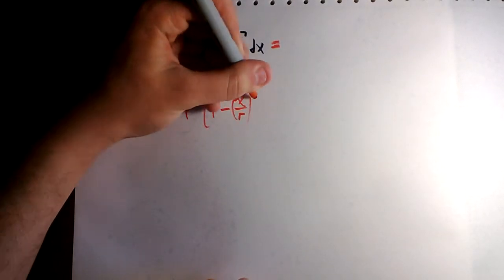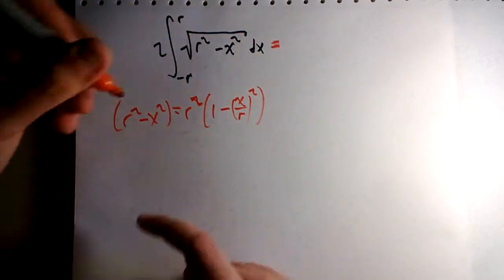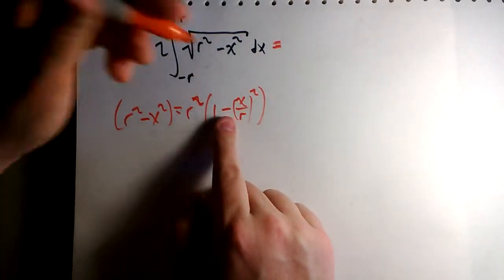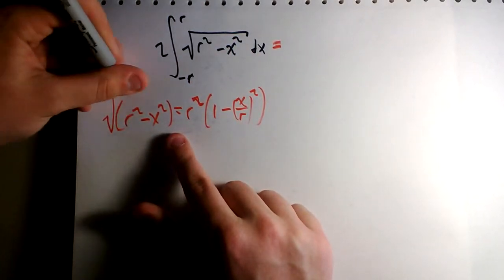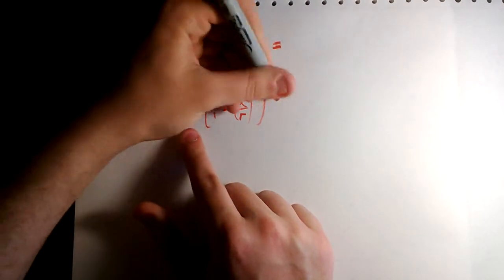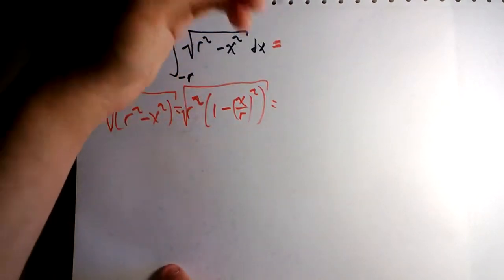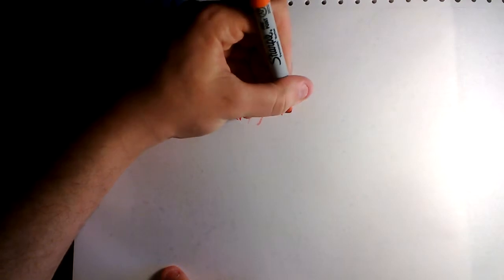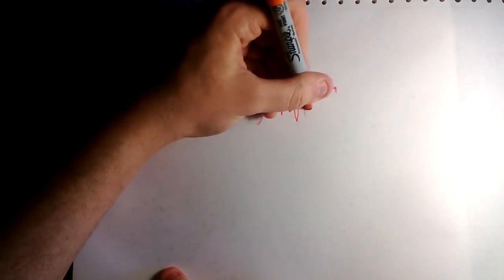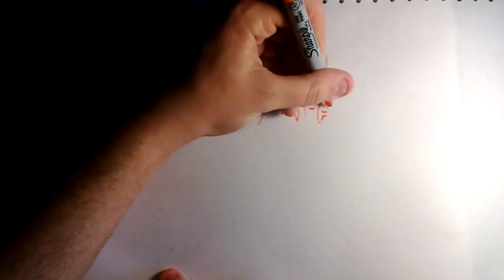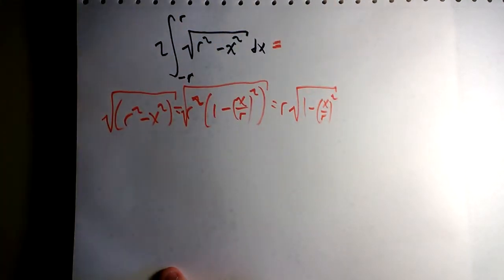Let's put that in parentheses. Both of them are squared. So this can be rewritten as this. Therefore, if we square root both of them, that gets rid of the squaring here. And so now you're left with r times the square root of 1 minus (x divided by r) squared.